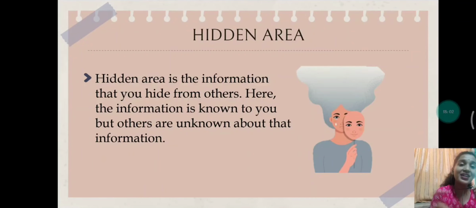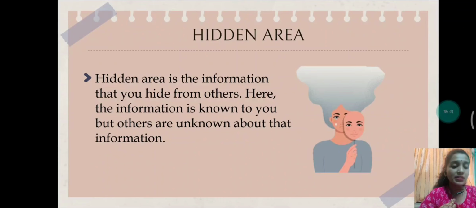So the same is the hidden area. In the hidden area you try to hide information from others. You know how your attitude is, you know how your behavior is, you know certain things about yourself, but you try to hide them from others. You think that these personality traits, this behavior, this attitude should not be known to others. You try to avoid certain things or certain information from others.